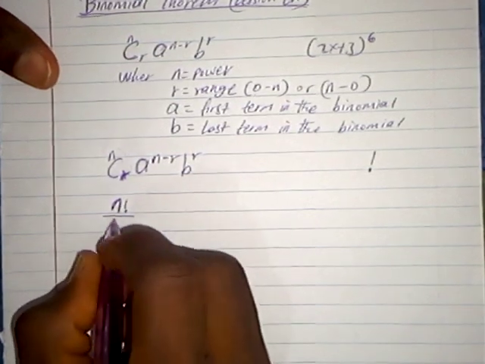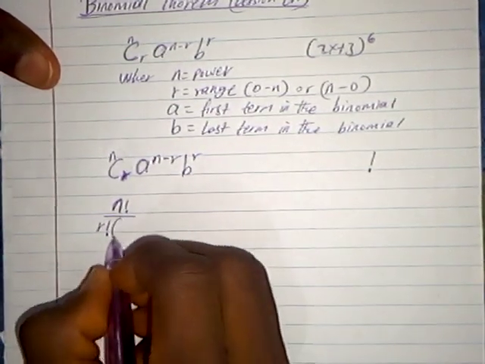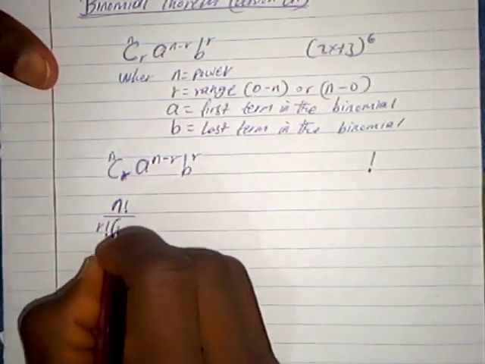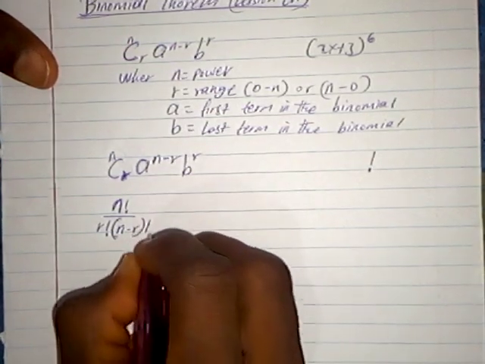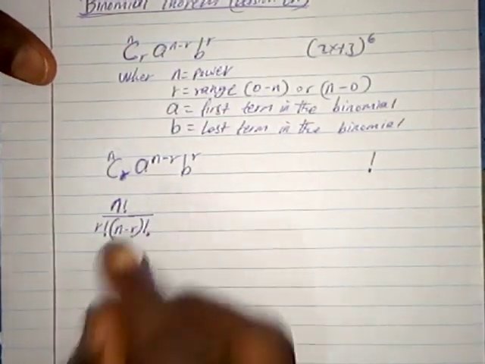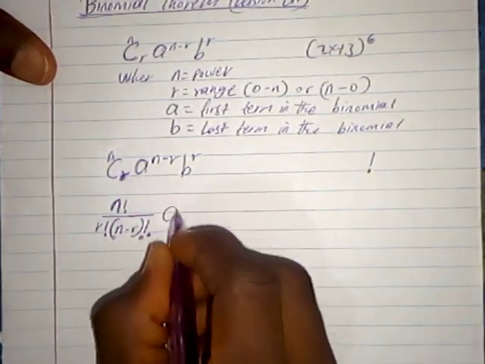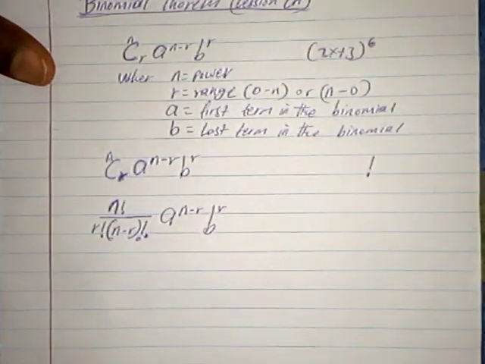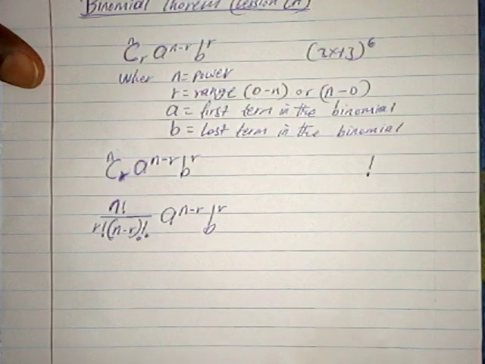Upon what? r factorial. You see, into, you are going to subtract n minus r. n minus r, right? Factorial. You see it? Factorial, right? You bring the a to the power n minus r, b to the power r. This is all how you should understand the formula, how we are going to use it.